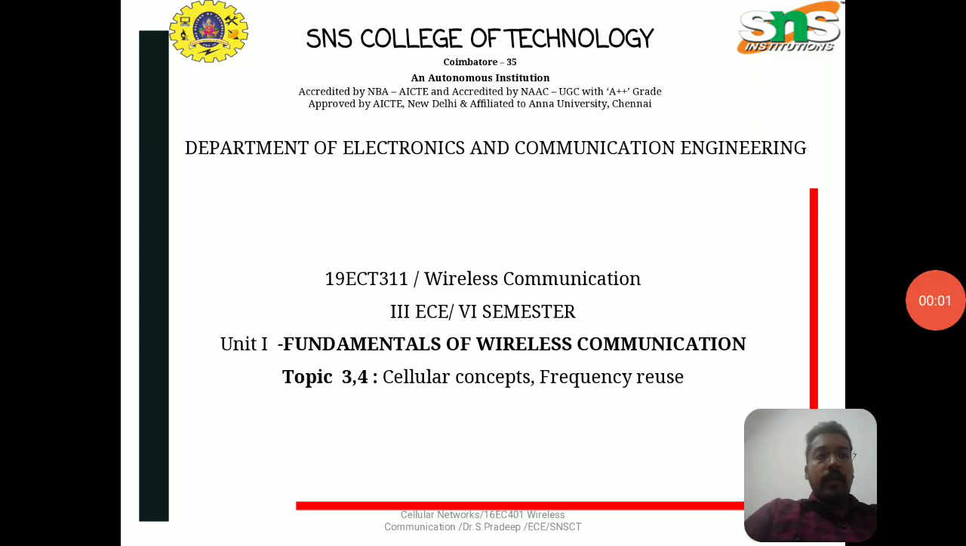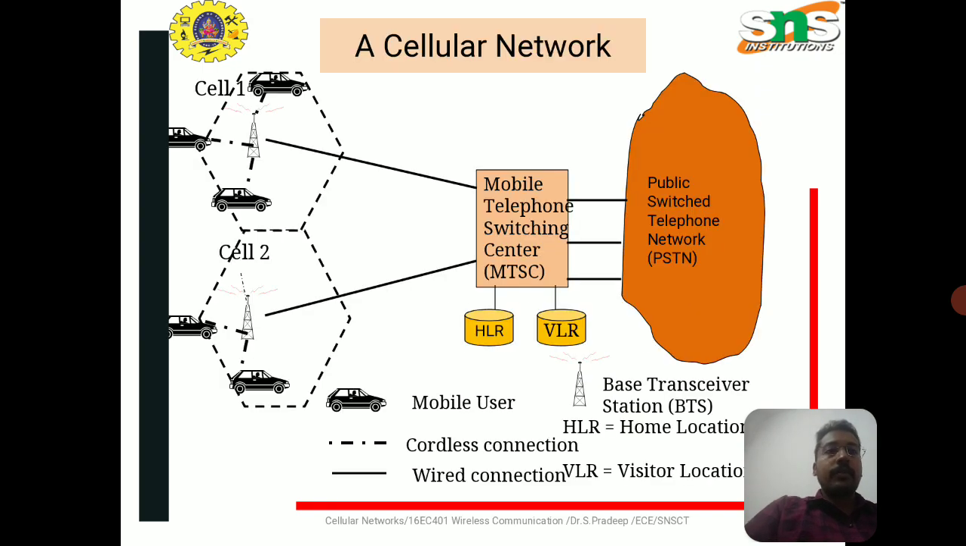Hi, today we are going to see about the cellular concepts and frequency reuse in wireless communication. A cellular network comprises cells, mobile telephone switching center, public switched telephone networks, base stations, and mobile users. The dotted line shows cordless connections, the solid line shows wired connections.